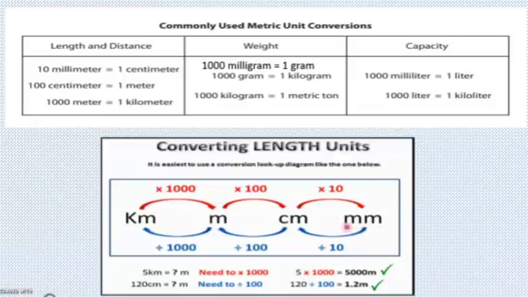Whereas when you are converting a smaller one into the bigger units, you have to divide. From millimeter to centimeter, then centimeter to meter, and meter to kilometer. You know that 10 millimeter makes 1 centimeter. Centimeter to meter: 1 meter is equal to 100 centimeter. 1 kilometer is equal to 1000 meter.